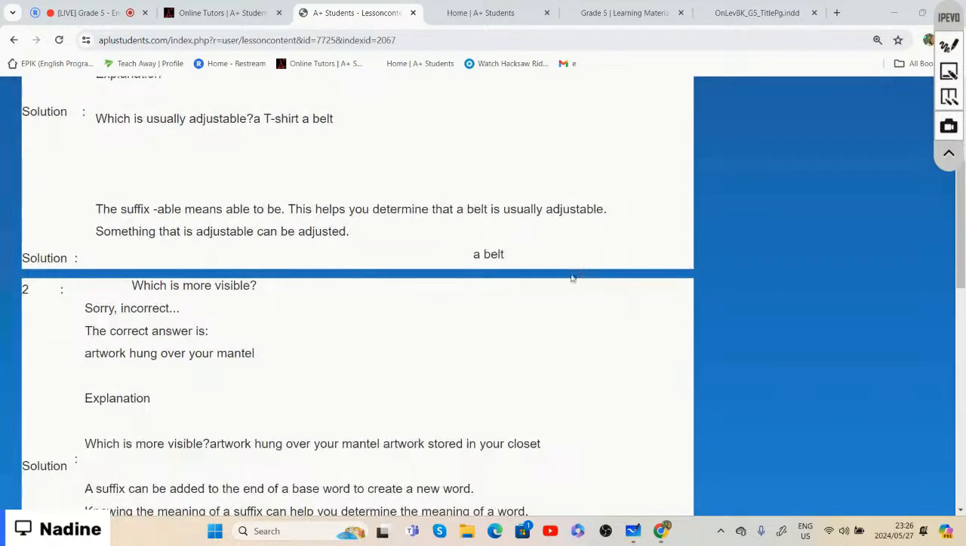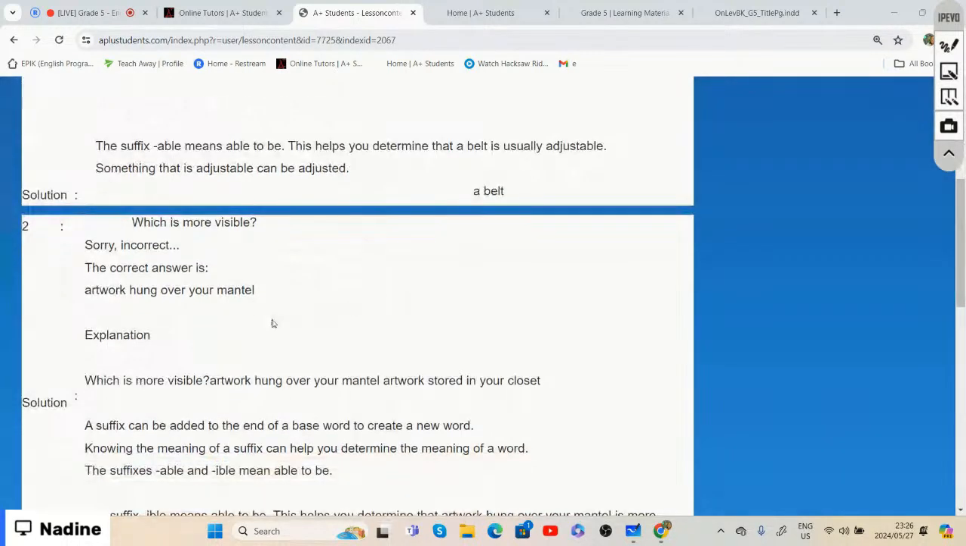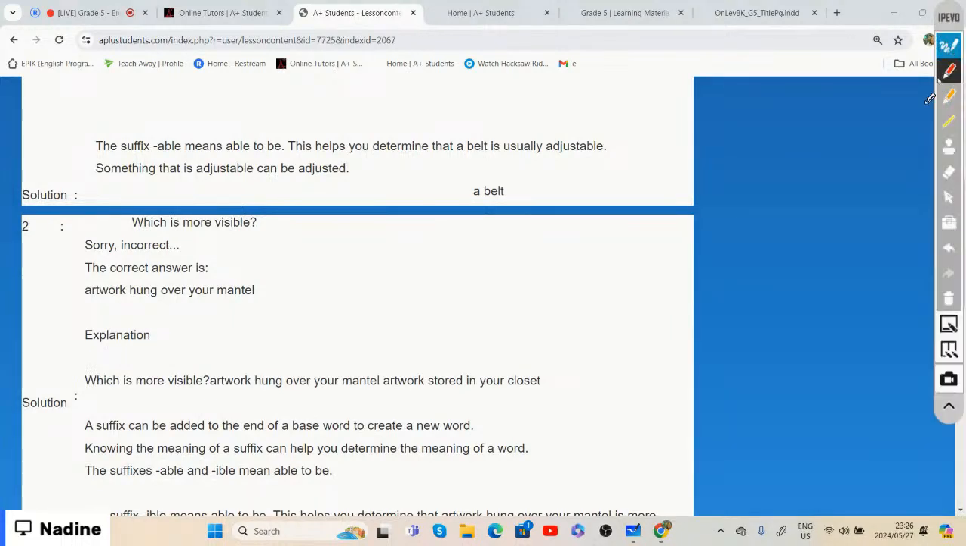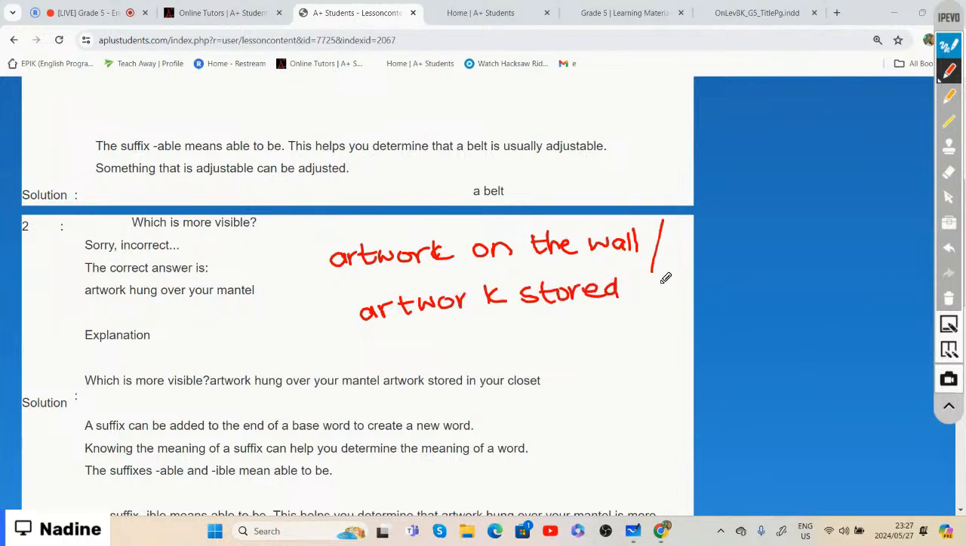Okay, so what is more visible, right? Something that is more visible, right? Is it artwork hung over your mantle, or artwork that is stored in your closet? Let's say basically artwork on the wall, let's rather put it like that, artwork on the wall or artwork stored in your cupboard.